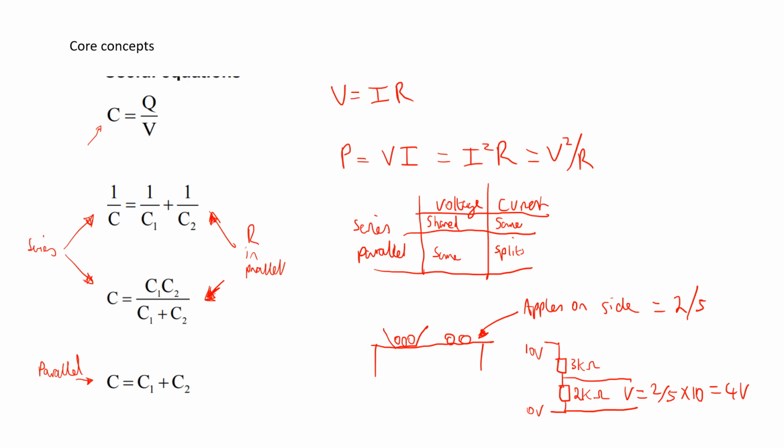Okay, these are core concepts. They're everywhere: series and parallel circuit rules, Ohm's law, power, potential dividers. I can't stress enough how important it is to get this in your brain. But as I say, it's not on the data sheet. All the red stuff I've written there, it's not on the data sheet, is it?